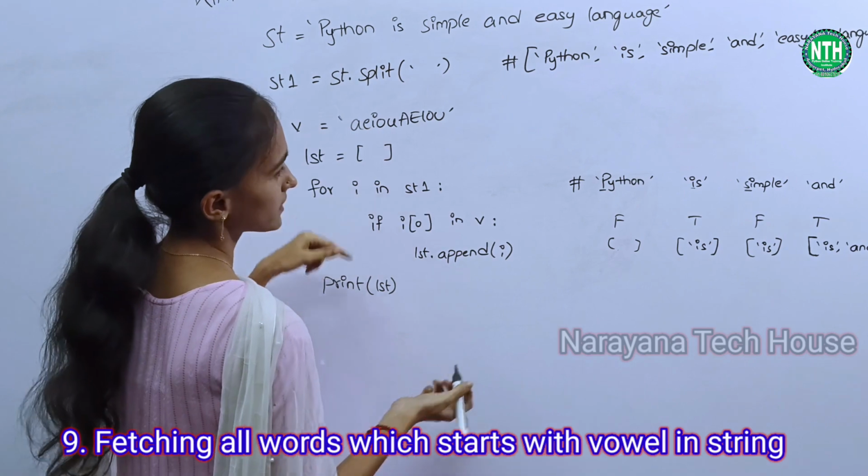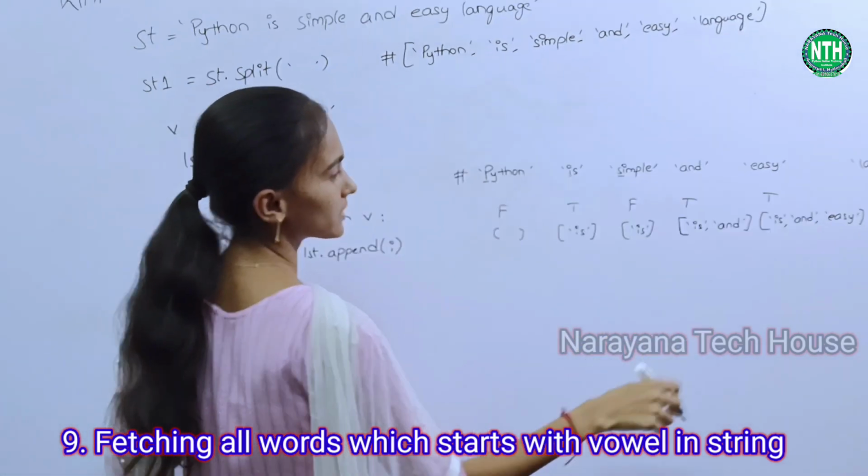So the given string contains words that start with vowels, meaning is, and, easy.